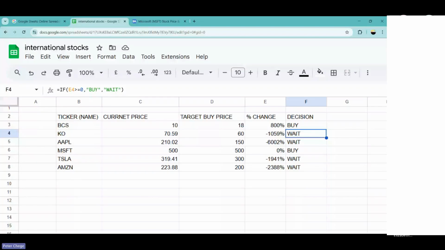Let me share that. Confirm you can see that spreadsheet. Just confirm you can see the spreadsheet.